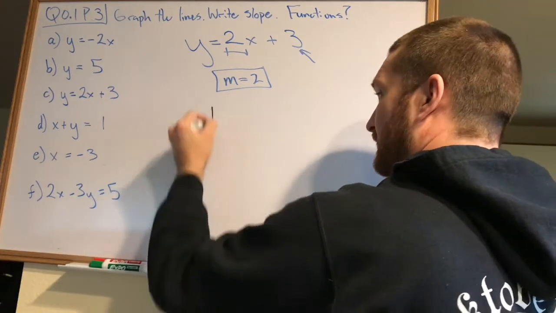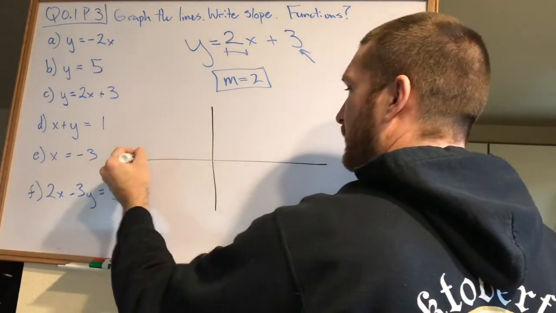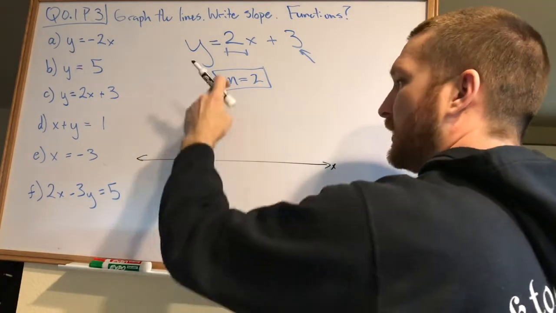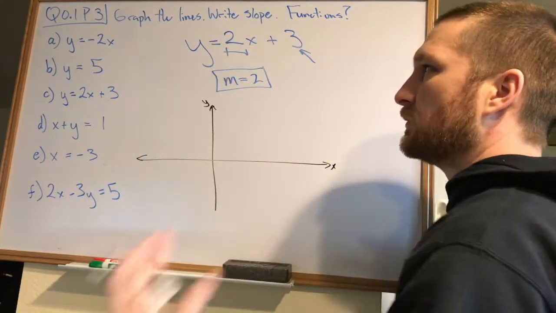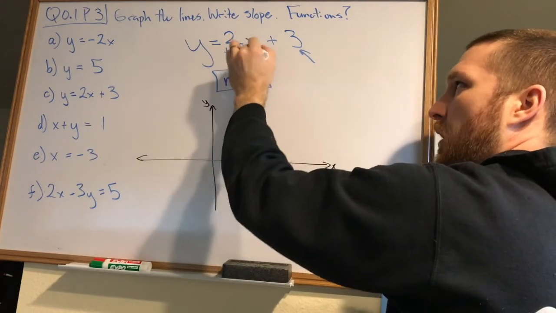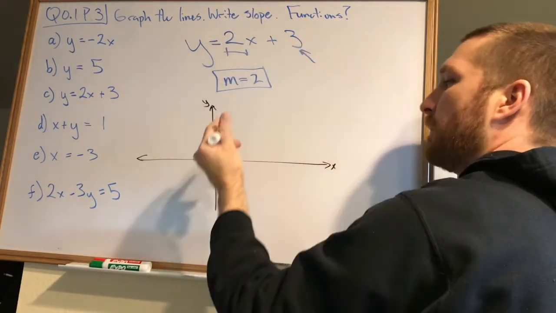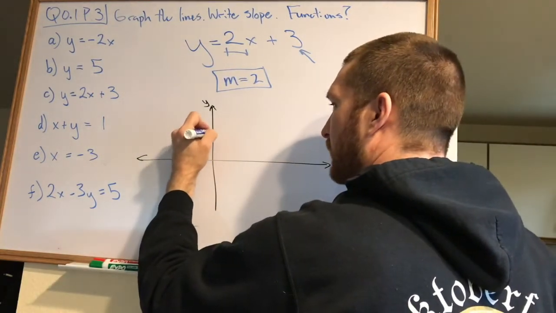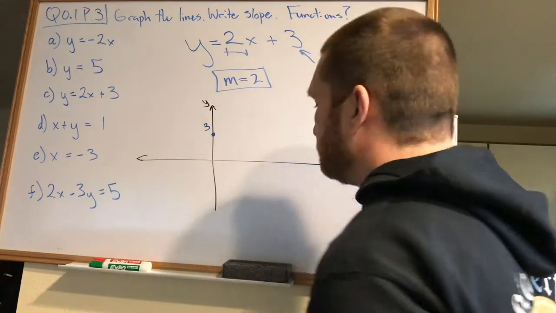Another way of saying this is that it goes through the y-axis whenever x equals 0. I plug in a 0. 2 times 0 is equal to 0. The output must be 3. Okay, so I'm going to go ahead and draw a 3 right there.